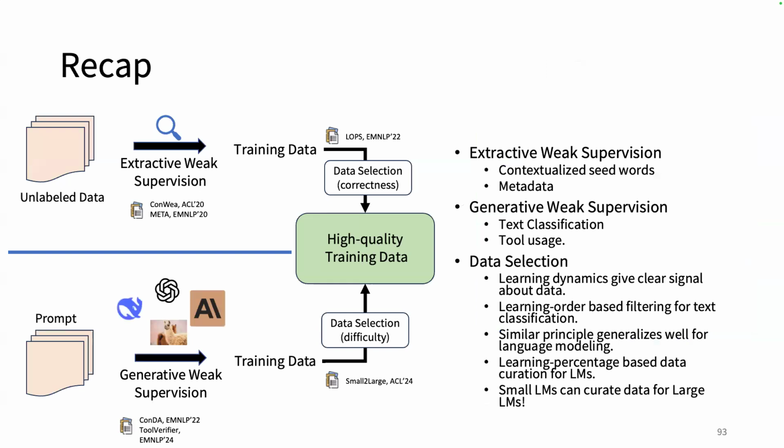Okay, so this is a quick recap of what I have presented so far. We started with extractive weak supervision, where I discussed two of my works, contextualized seed words and using metadata for weak supervision. Then I discussed generative weak supervision, where I discussed two of my works where we propose methods to generate text classification data and tool usage data. And then finally, the data selection works, which perform data selection along the axis of correctness and along the axis of difficulty.